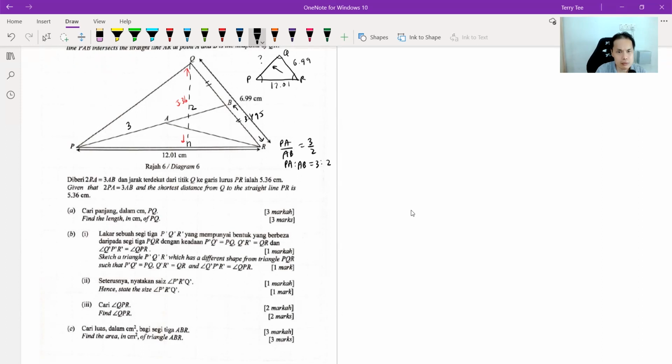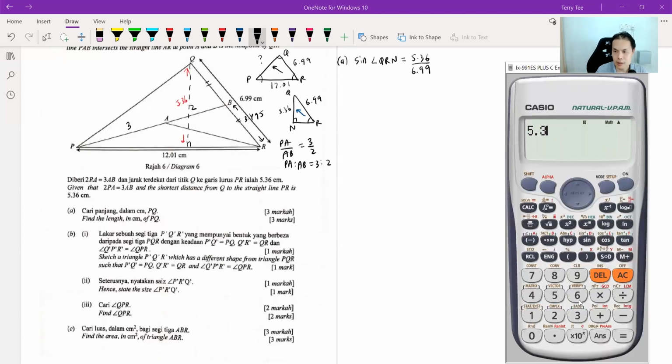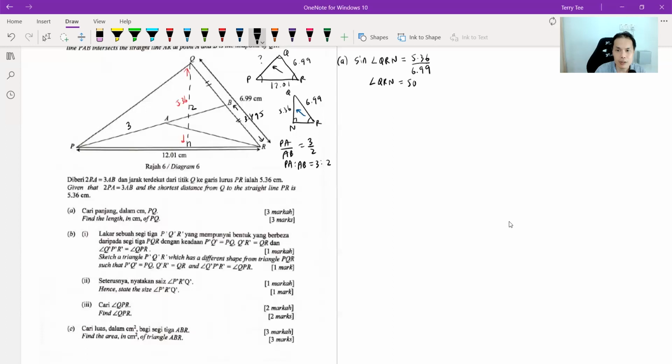But you will observe that the information given here is the perpendicular distance from Q to line PR. You can call this N, maybe we use N because N is normal. This is 5.36. This is R. This is 6.99. Now we don't have to use the sine rule or cosine rule here. We can use the basic SOHCAHTOA, which means sine, cos, and tangent, to find angle QRN first. QRN or QRP are the same angle. So sine of angle QRN is the opposite, maybe I draw here, easier to see, 5.36, divided by 6.99. Now use your calculator: 5.36 divided by 6.99, whatever I get here, shift sine, answer equals 50.07. Angle QRN is 50.07.